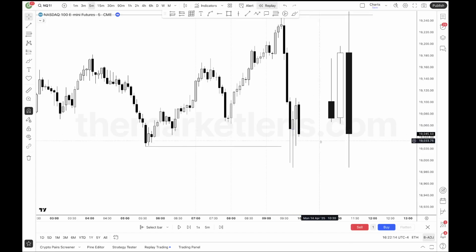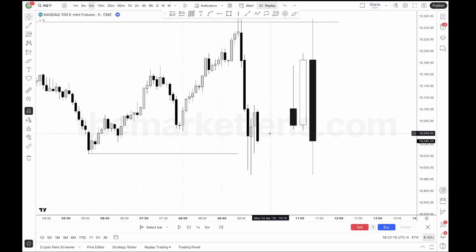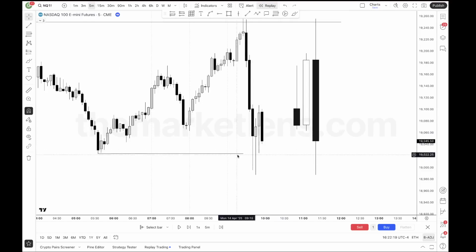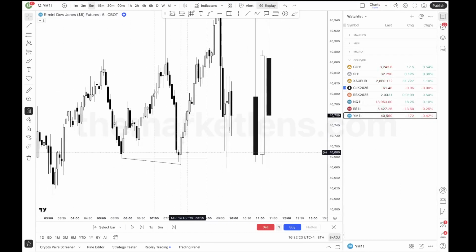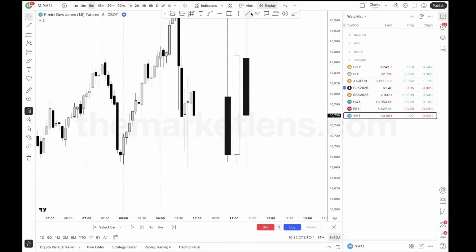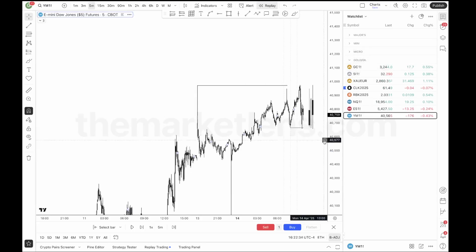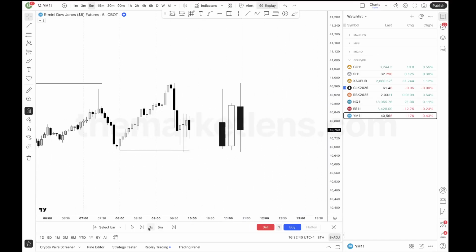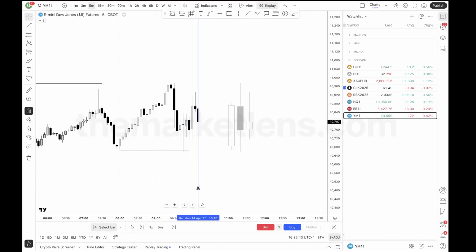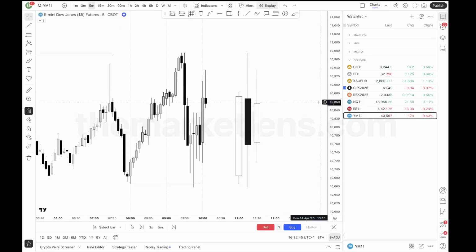And when we think about a continuation signature, ideally we don't wick these lows. If I look at YM especially, you see how we're wicking these lows and then coming right back in the range. That's not ideal at all, honestly. And like I said, this is not a one-sided narrative in my opinion because of the daily chart. It's a bit of a weird day. So when you see price expand back in the range, this is especially a red flag. When I saw this, I didn't even think about trading this day.